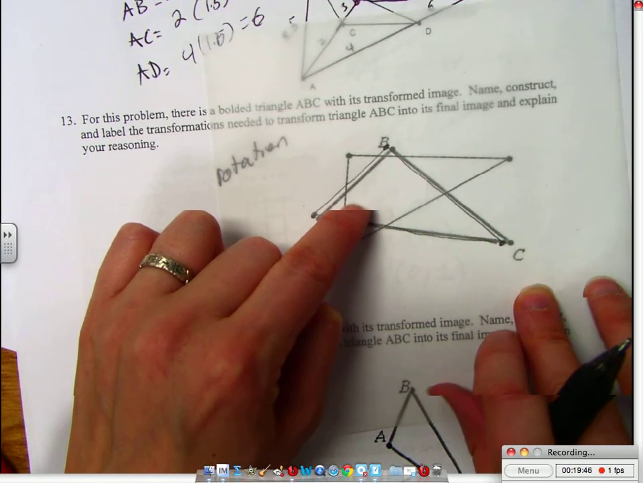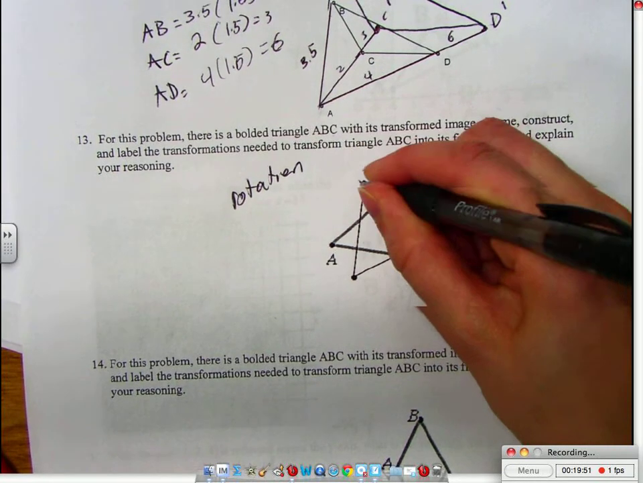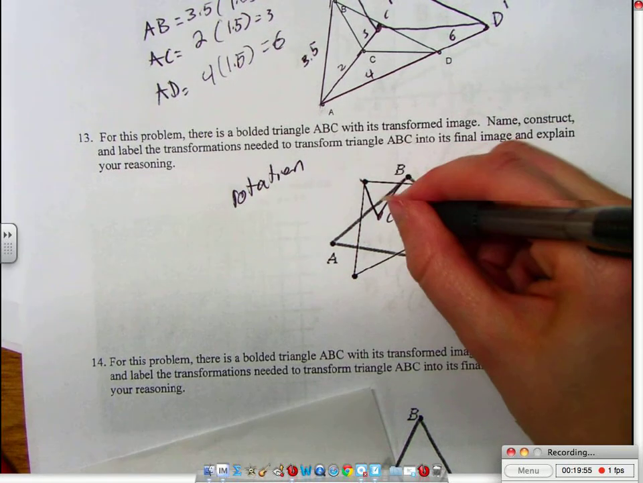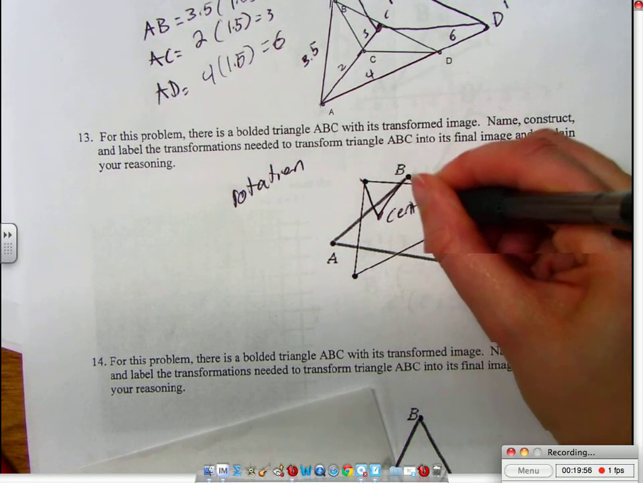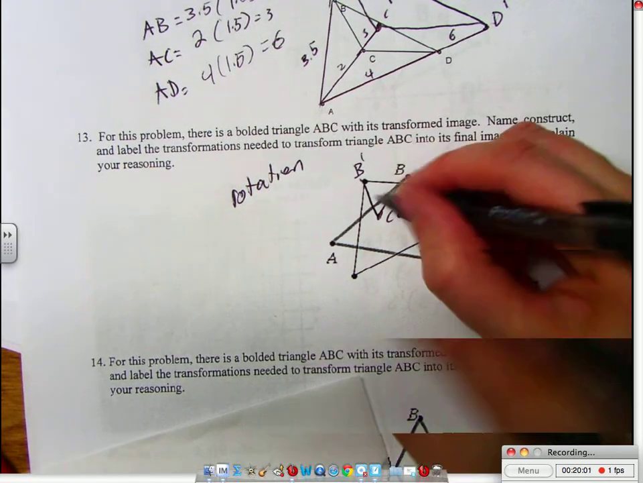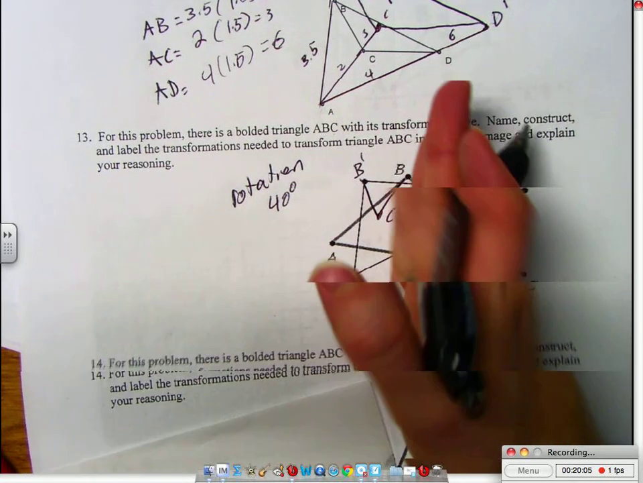Okay, it's approximately here. And then we're going to take a protractor and we're going to measure that angle. So I'm going to label this as center. I drew B to it and B prime to it. I'm going to measure this angle. It's approximately 40 degrees. And it goes this way, 40 degrees counterclockwise.